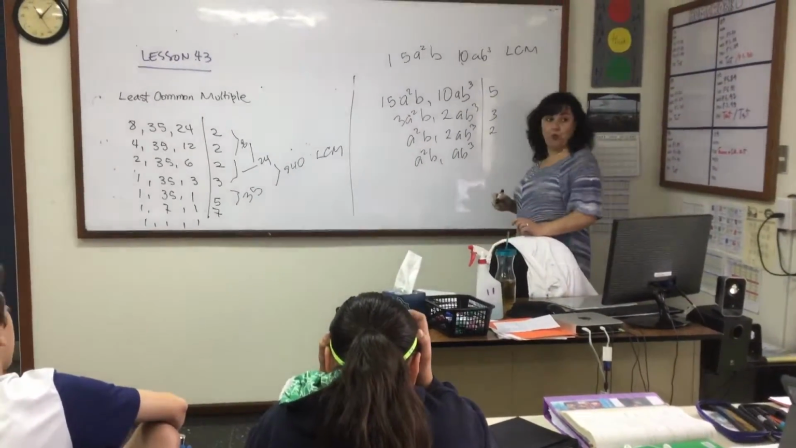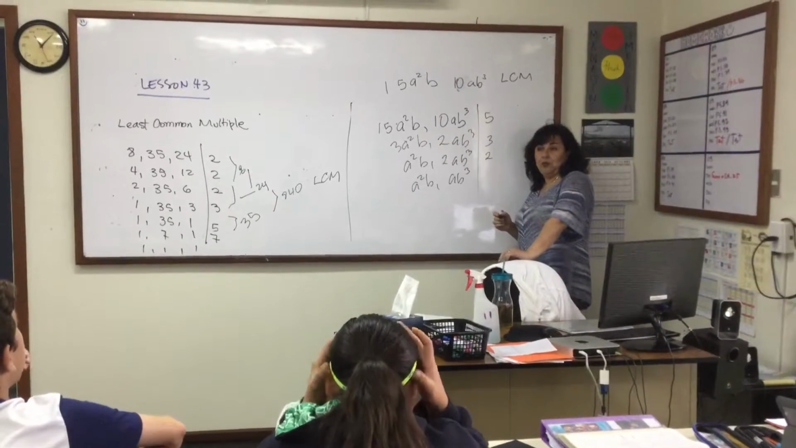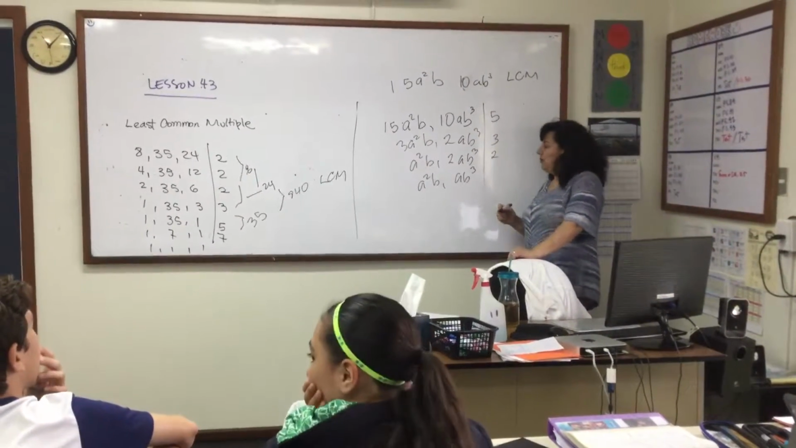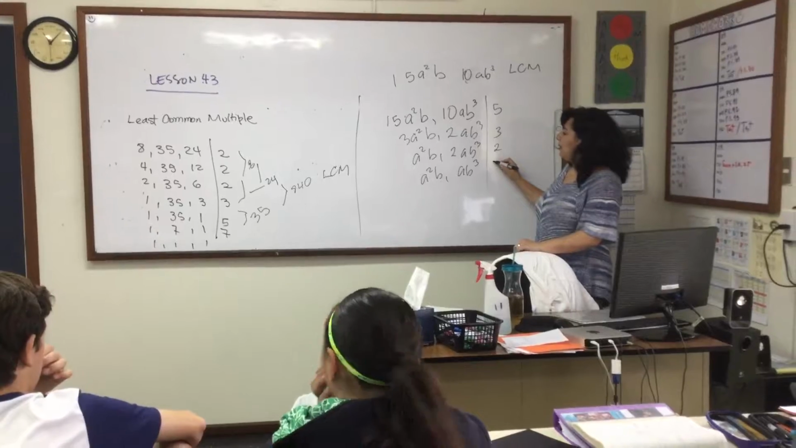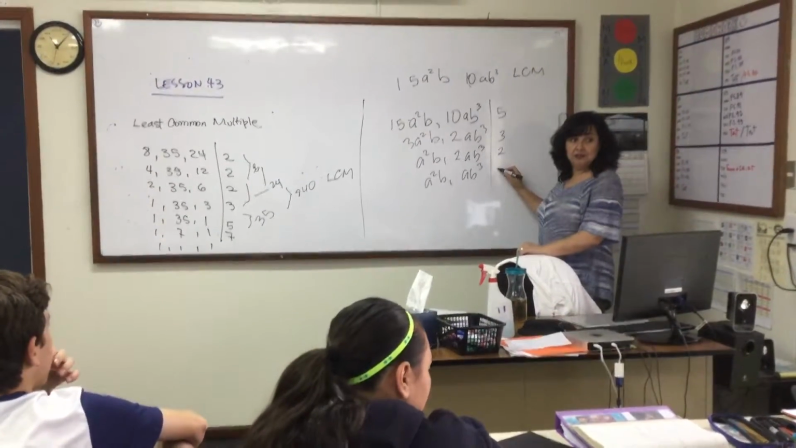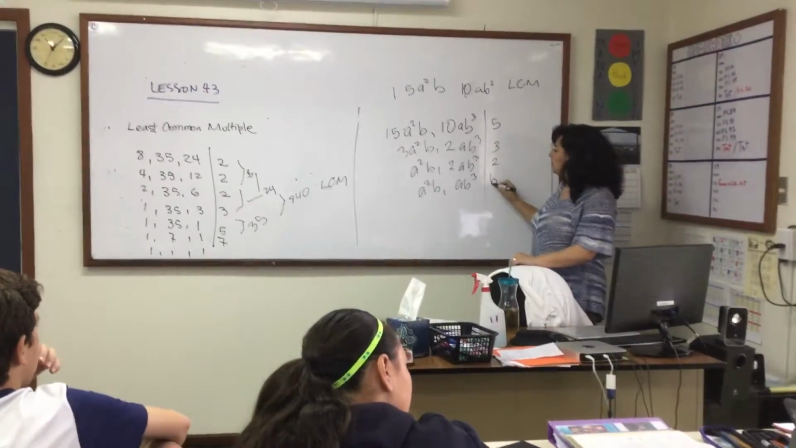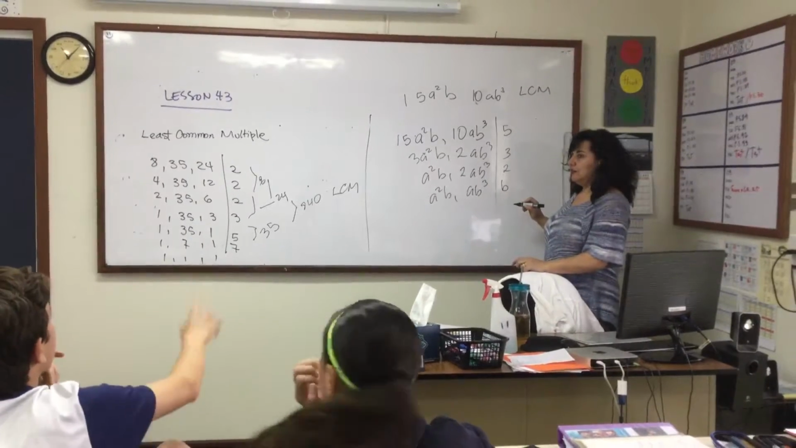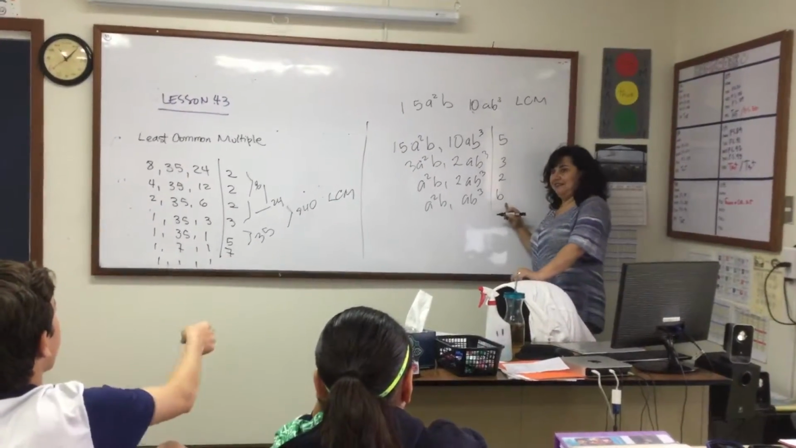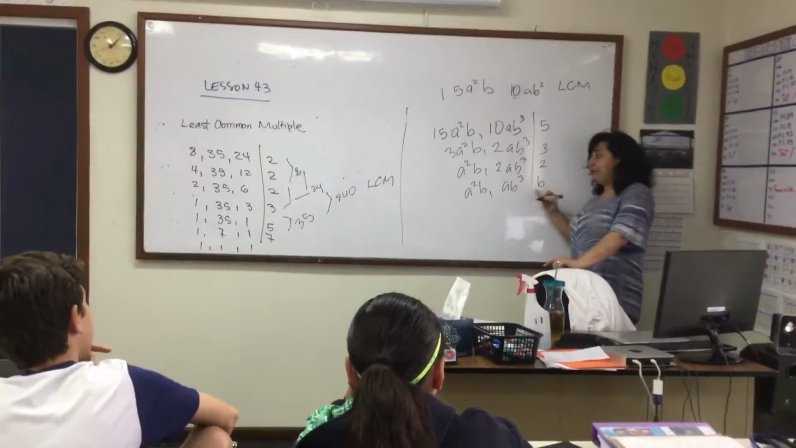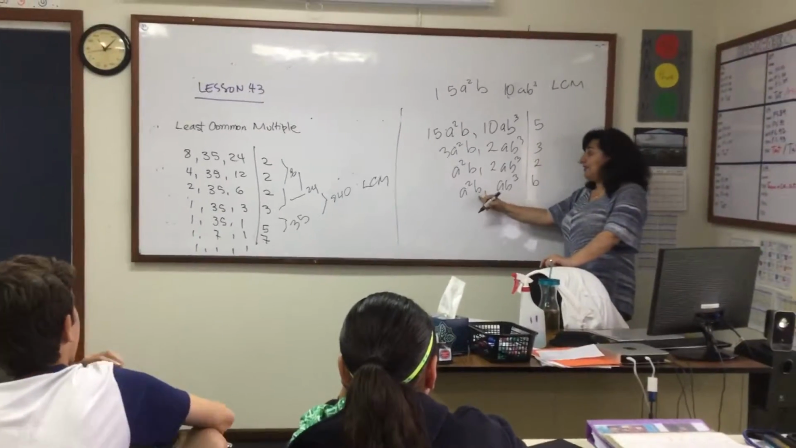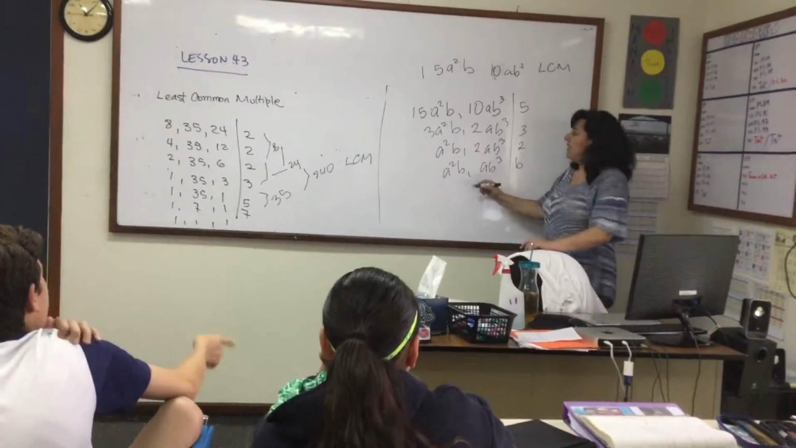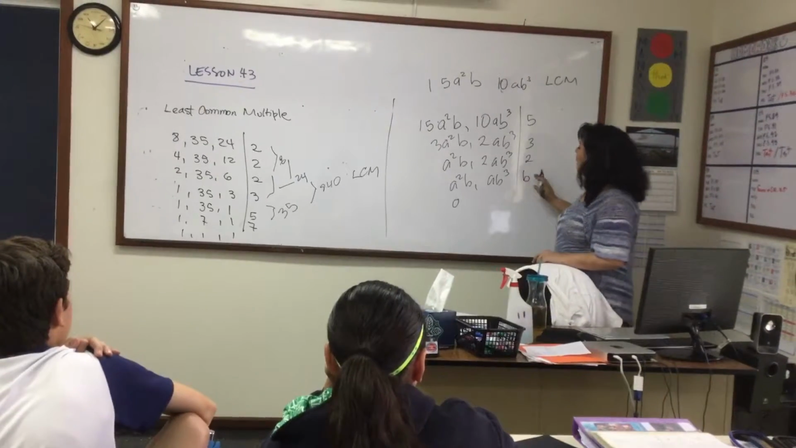Now we can do a. It's got to be b first, because you've got to get rid of this b. You can't divide this one by b cubed, so it's got to be b. Then b cubed, and a squared.